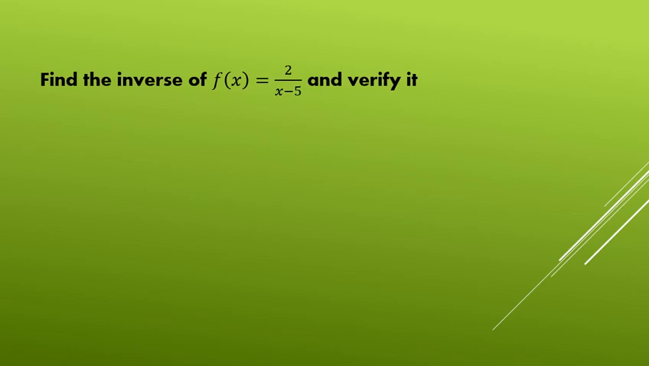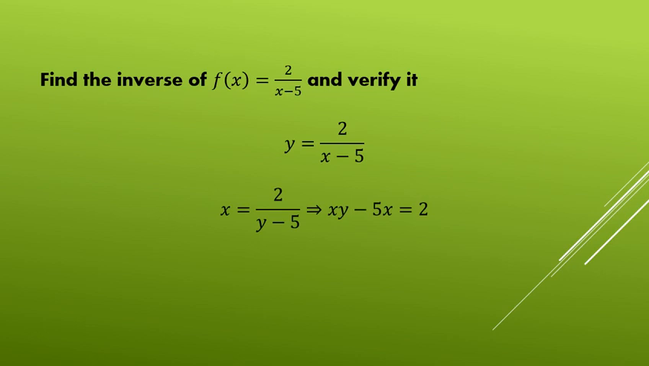We're going to find the inverse of 2 over x minus 5, and we're going to verify it as well. Again, we're going to start off the same way. Write it as y equals 2 over x minus 5. Next, replacing the x's with y's and y's with x's. We're switching the place of x and y, and then we're going to solve for y. So here is where we switched. x equals 2 over y minus 5.